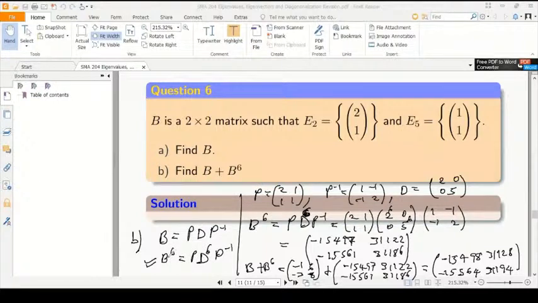So we had already said that if B is raised to any number, supposing B was raised to n, then we would have P times D raised to n times P inverse. So that's how we define a matrix raised to a number. And you remember in our previous video, when we found the square root of B, we said it would just be P times the square root of D times P inverse. So that's how we do question 6. Let's look at the next question.